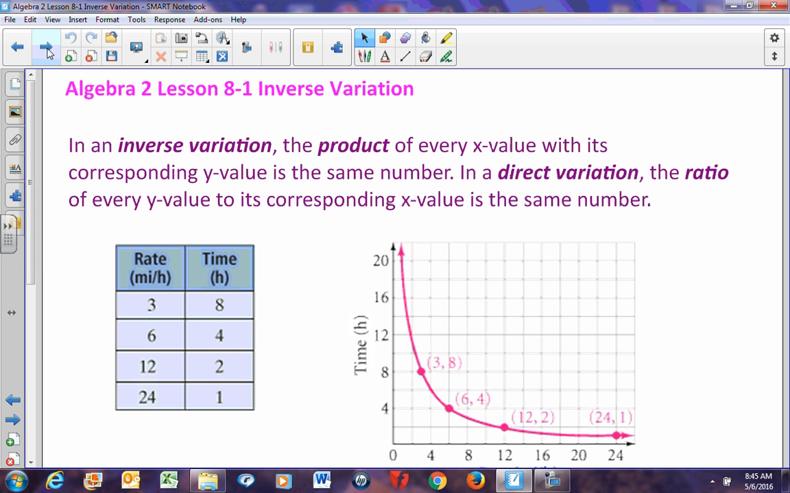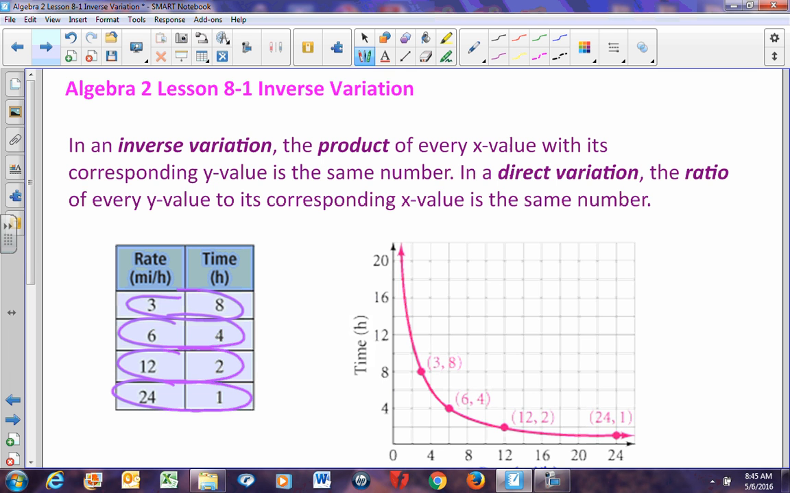An inverse variation is a curved graph. It looks a lot like this graph here on the screen. The product of every x value with its corresponding y value is the same number. That's how you can tell if something is in inverse variation. For example, 8 times 3 is 24, 6 times 4 is 24, 12 times 2 is 24, 24 times 1 is 24. X times y has to equal the same constant in order for it to be inverse variation.